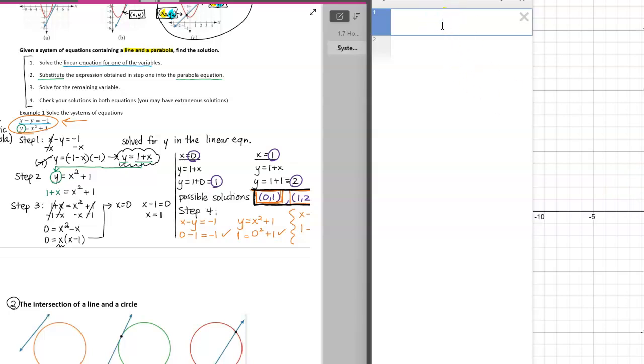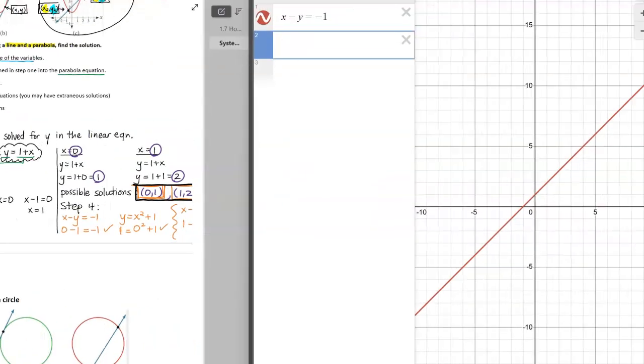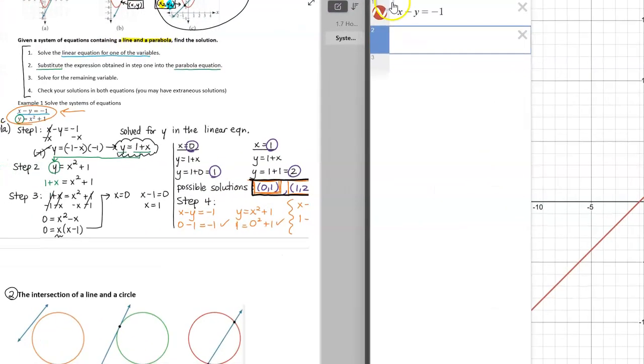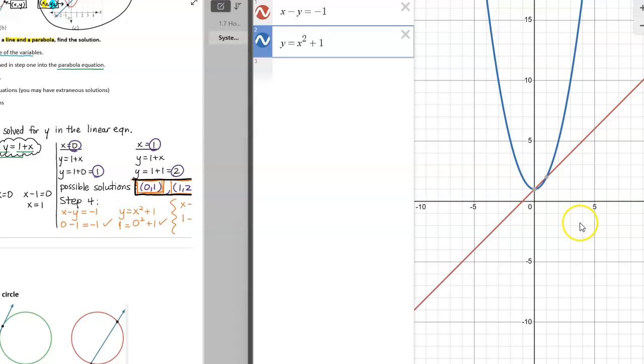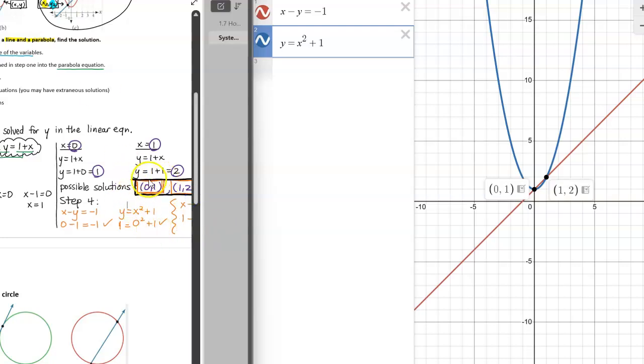So in Desmos, I'm going to type in the first equation of x minus y is equal to negative 1. That's the line. We can see the graph of the line there. And then I'm also going to type in the second equation, which is y is equal to x squared plus 1. That's the parabola. We can see the graph of the parabola pop up in Desmos. And notice that Desmos does kind of highlight these 2 points, (1, 2) and (0, 1), which are exactly the 2 points that we got as our solution right here when we solved that in that black box.